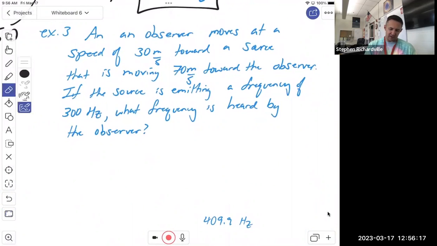An observer moves at a speed of 30 meters per second towards the source that is moving 70 meters per second toward the observer. They're both moving toward each other. I expect higher. It's going to be a higher pitch. If the source is emitting a frequency of 300 hertz, what is the frequency heard by the observer?